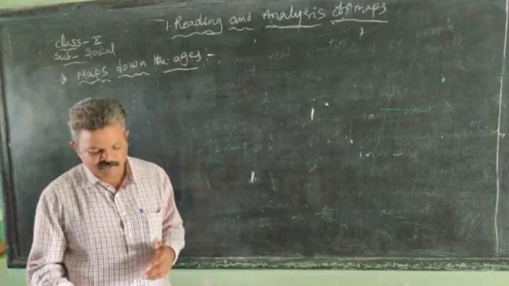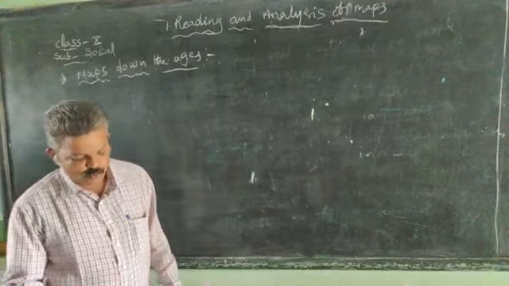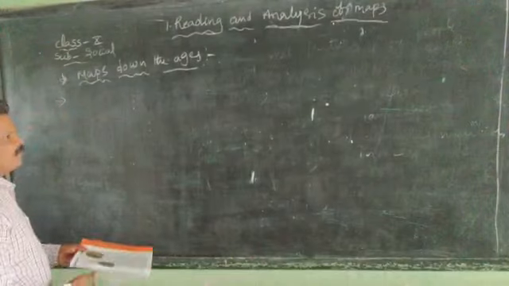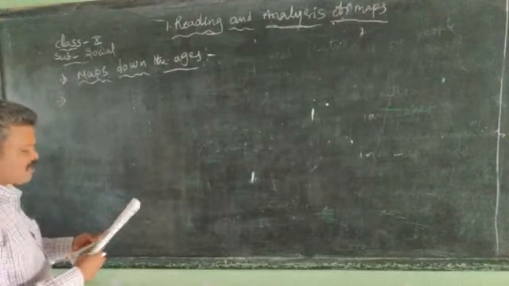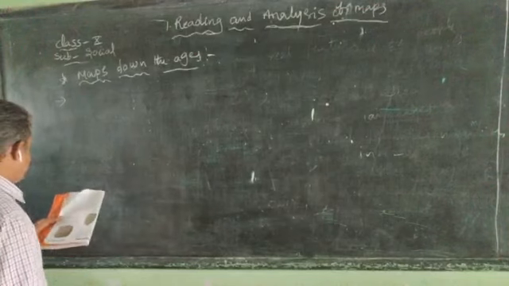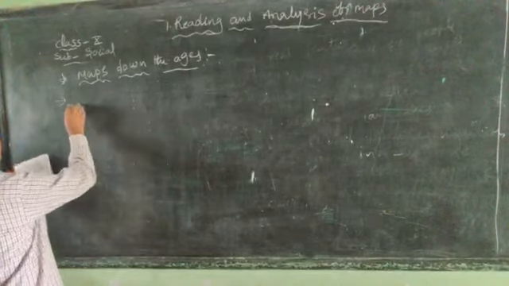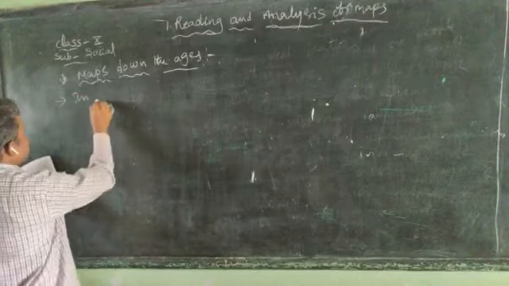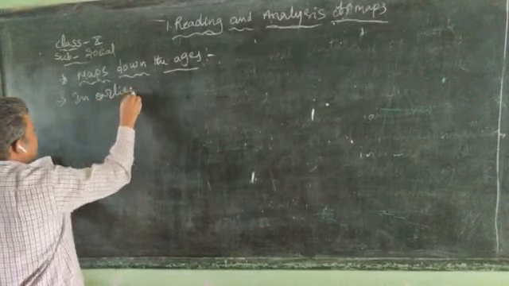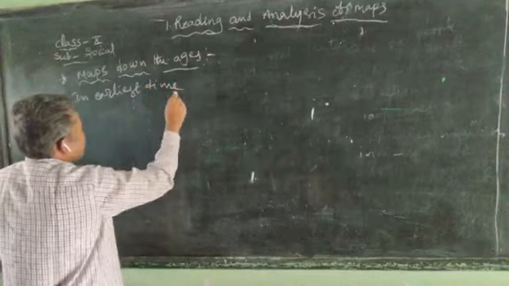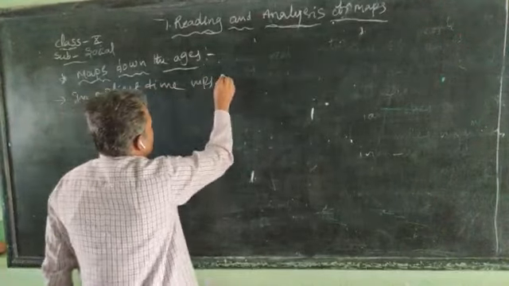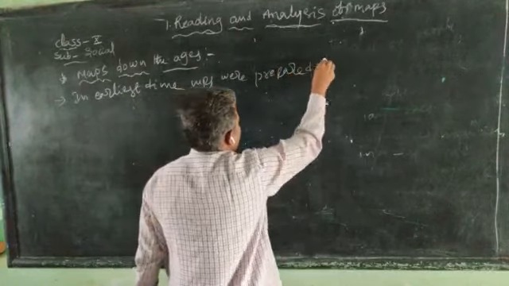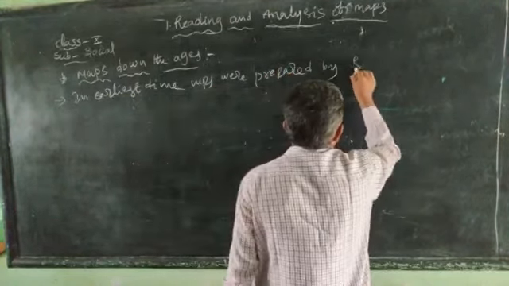Some of the earliest surviving maps were made by Sumerians. So the first ones, the Sumerians prepared their maps in the earliest time. Maps were prepared by Sumerians.